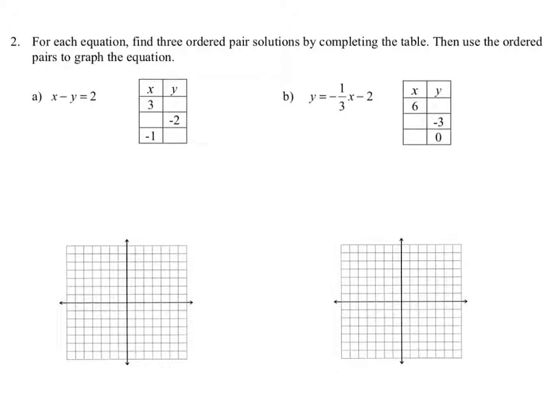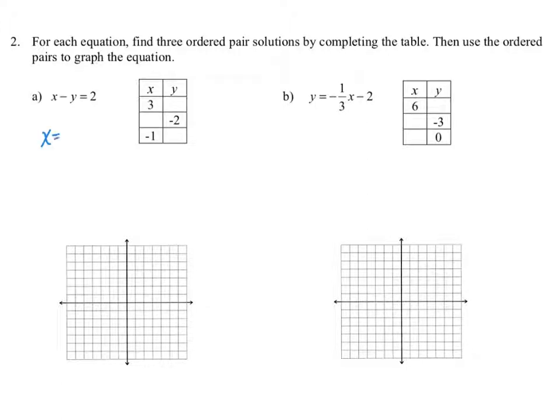For each equation, find 3 ordered pair solutions by completing the table, then use the ordered pairs to graph the equation. These will both be linear equations, and the graphs will be straight lines. We're going to complete the table for the first equation, and we see that x is equal to 3. So we want to determine the value of y when x is equal to 3.